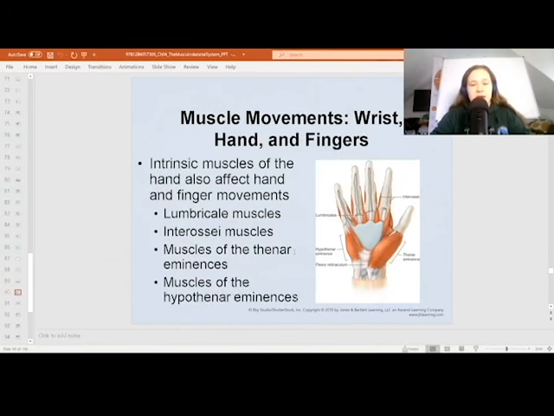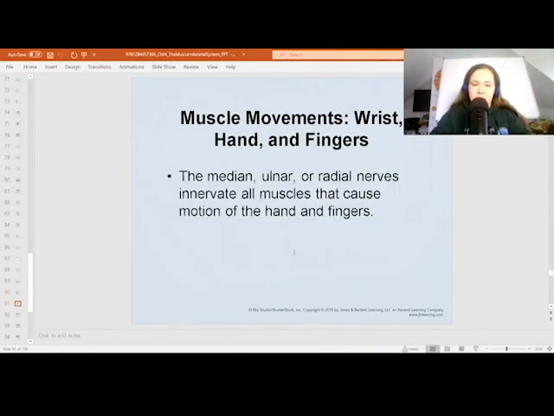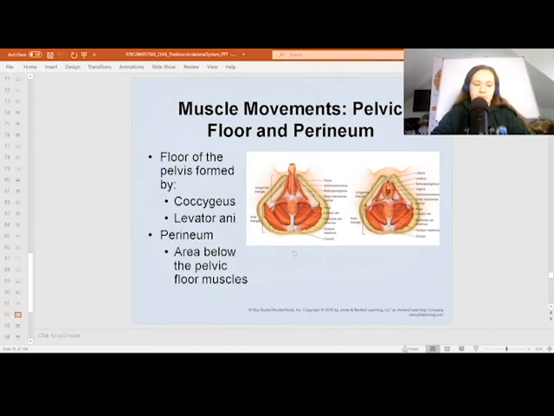Intrinsic muscles of the hand also affect hand and finger movements: lumbricale muscles, interosseous muscles, muscles of the thenar eminence, and muscles of the hypothenar eminence. Median, ulnar, and radial nerves innervate all muscles that cause motion of the hand and fingers.